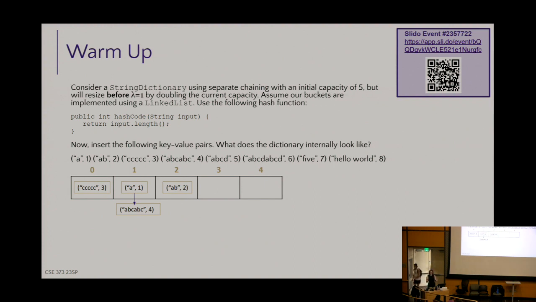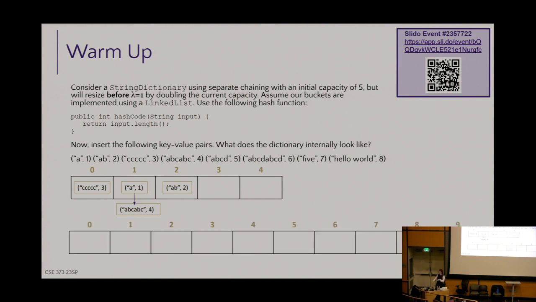Right now, we have a lambda of 4 over 5, so it's less than 1. But at the moment that I want to insert this 5th item, ABCD, if I were to insert that 5th item, I would then get to a lambda of 5 over 5. And we specifically said resize before that happens. So this is the moment when we're going to resize. So I'm going to double the size of the array.